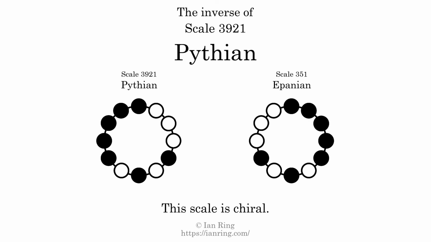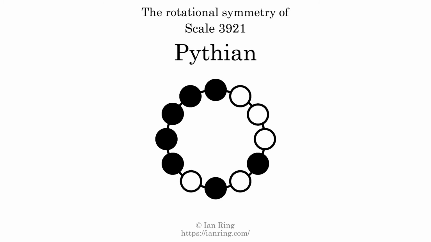The inverse of a scale is a mirror image. It is what you get when the sequence of intervals is reversed. The inverse of this scale is scale 351, also known as a Pythian. This scale is chiral. It cannot transform into its inverse by rotational transformation. This scale has no rotational symmetry.